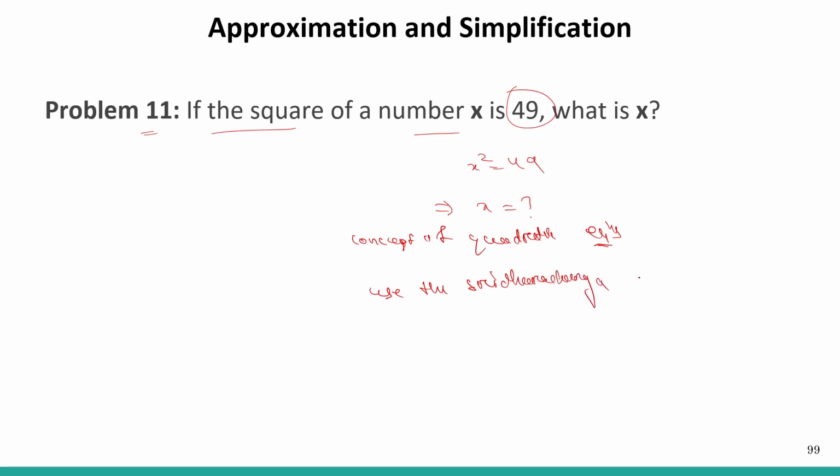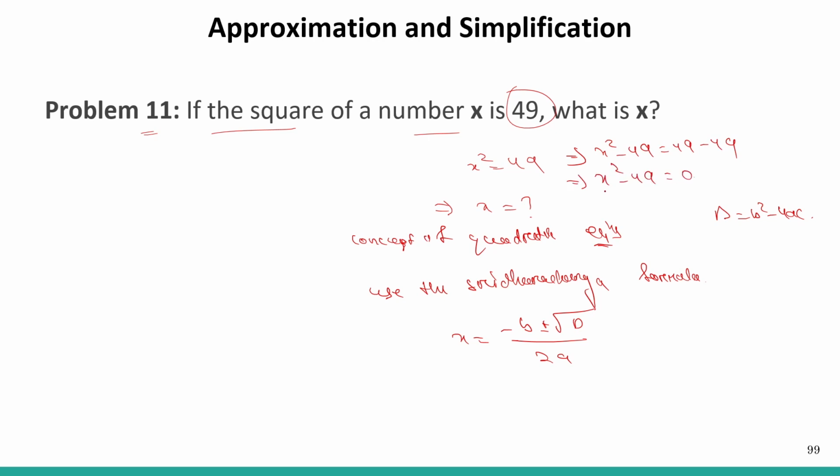Sridharacharya formula. Okay, so what is it? So it is x is equal to minus b plus or minus root over of d whole by 2a. So d is what? So d is equal to b square minus 4ac. Okay, here we have, so this implies we can also write it as what? x square minus 49 is equal to 49 minus 49. So this implies that x square minus 49 is equal to 0. So this implies that x square plus 0x minus 49 is equal to 0. So we can see that b is equal to 0, c is equal to minus 49.